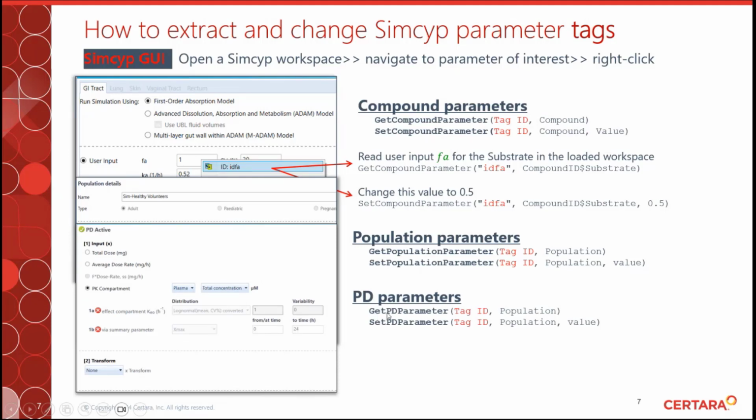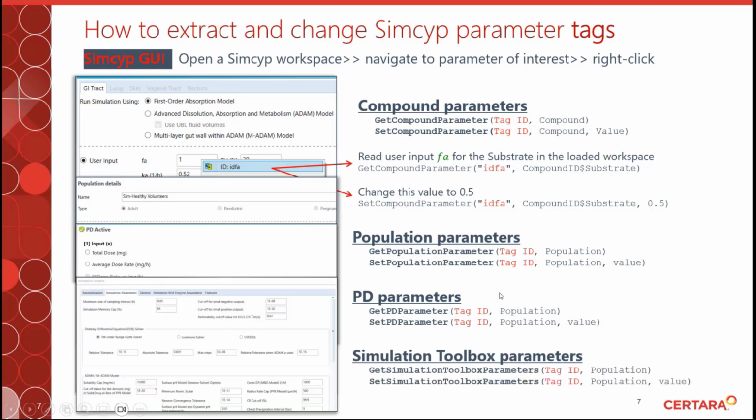The same goes for the PD parameters, but the function name is different, where we call the function name get PD parameter. And then finally, the same goes for the simulation toolbox parameter. The function name for this is get simulation toolbox parameter. So we've done our best to make sure that the function names reflect what you see in the Simcyp screen.